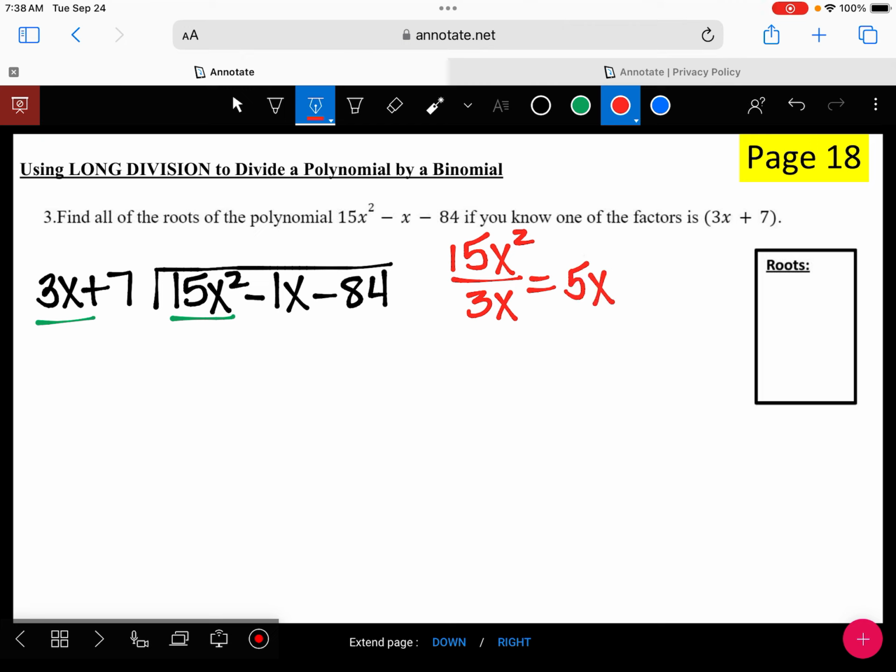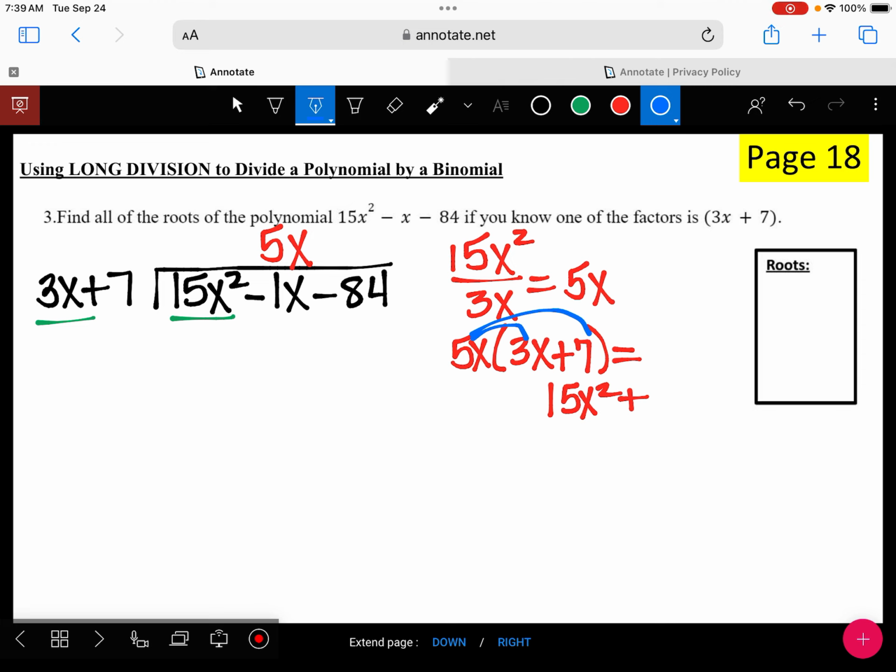And then we're going to take that 5x and multiply it by what's in front. So you have 5x times 3x plus 7. And that gives you 15x squared plus 5x times 7, which is 35x.